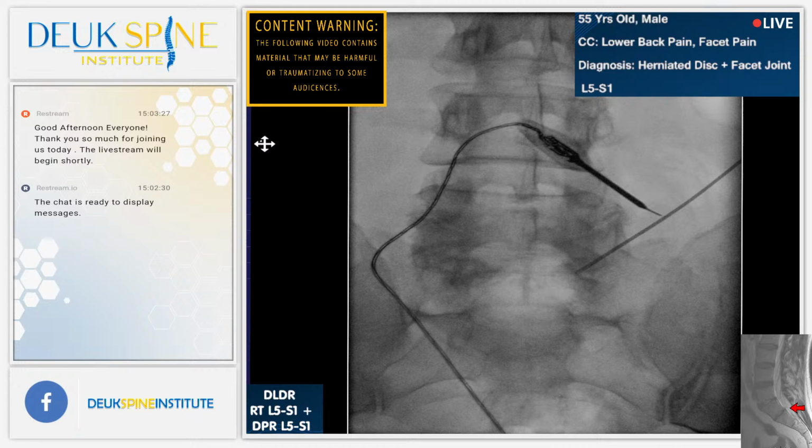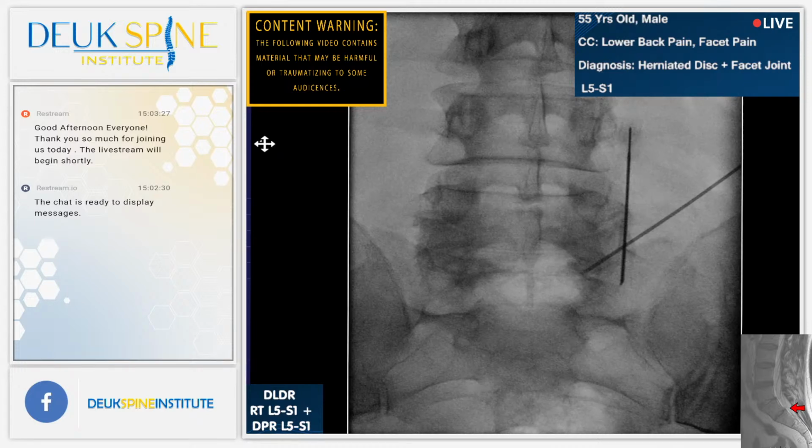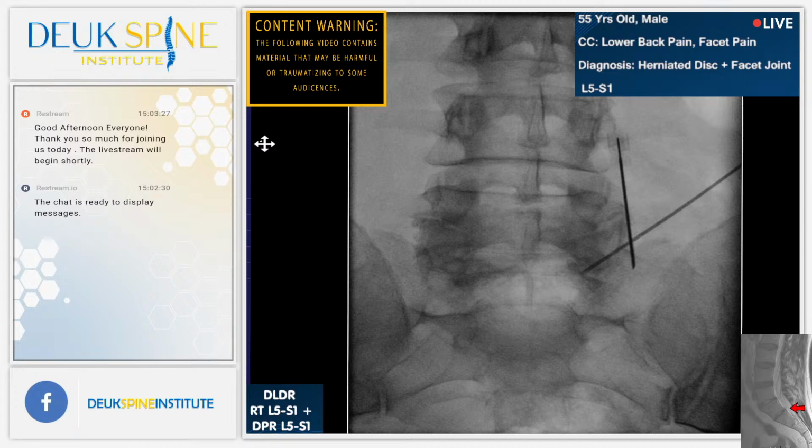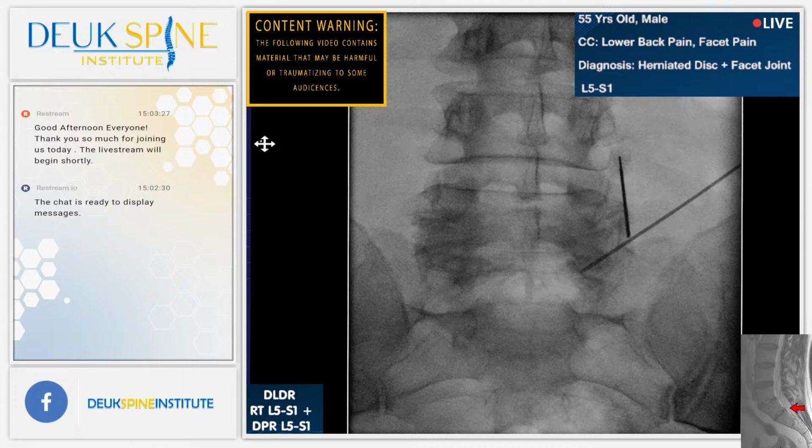All right. The first thing we're doing is we're treating his facet joints. We've already placed the needle into his disc to do his Deuk laser disc repair. However, we're not doing that yet because we need him to be a little bit more awake. I'm targeting a spot right on his sacrum where the pain nerve runs. It's pretty close to where I'm at right now.